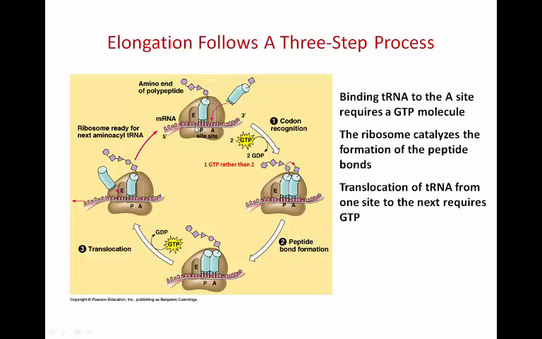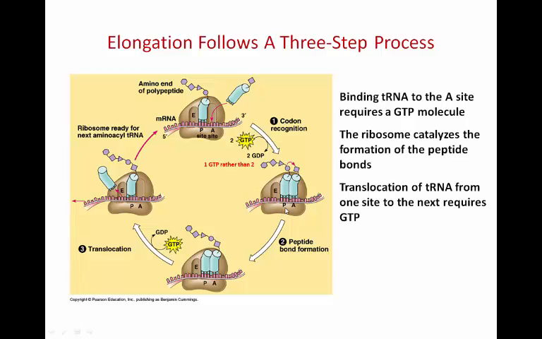So let's start where here's our ribosome, and here's 3 sites. We have an A site, a P site, and an E site. And at this point, the P site is occupied by a transfer RNA that has a growing peptide chain. We have codon recognition, and an incoming aminoacyl tRNA recognizes the triplet codon. The binding of this aminoacyl tRNA requires a high energy bond from GTP, and we hydrolyze to GDP. Here it says 2 GTPs. It's actually 1, so it's 1 GTP rather than 2.